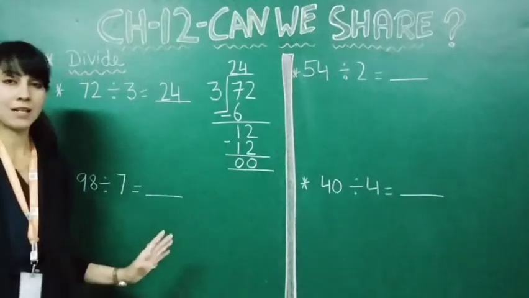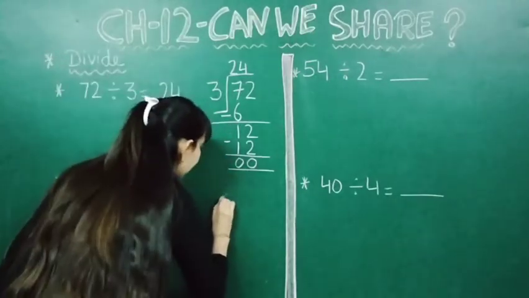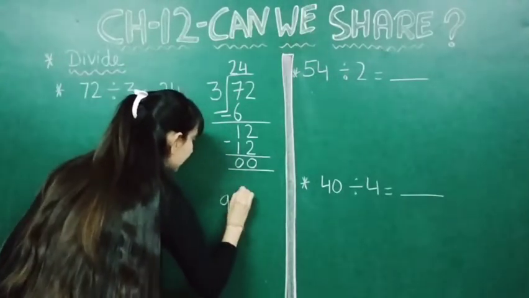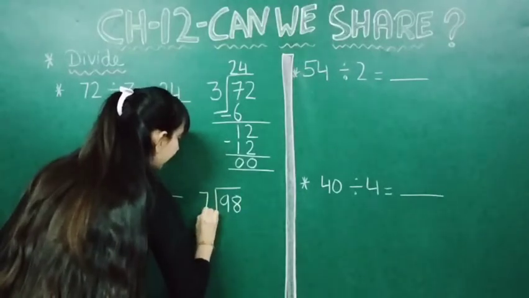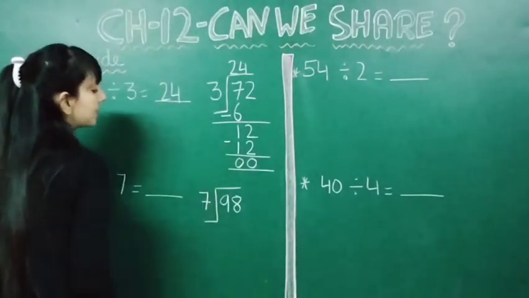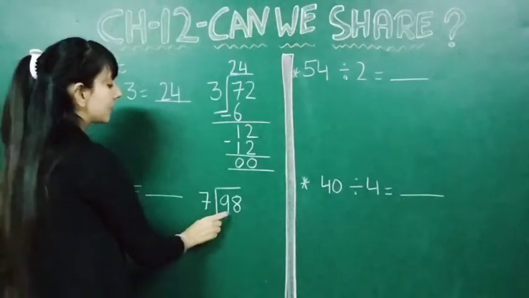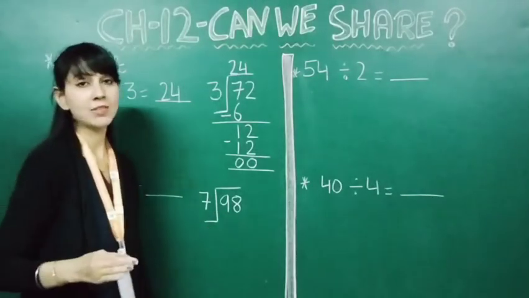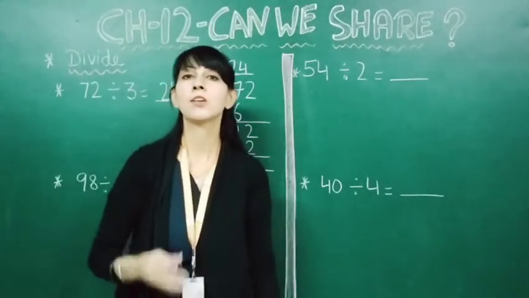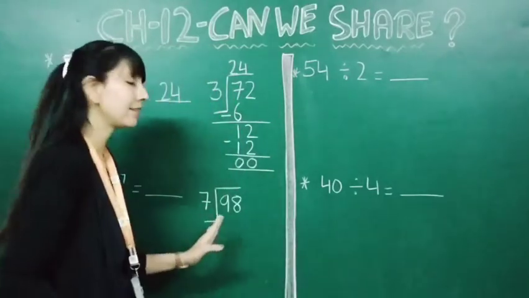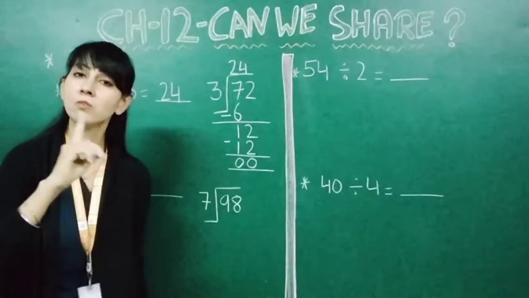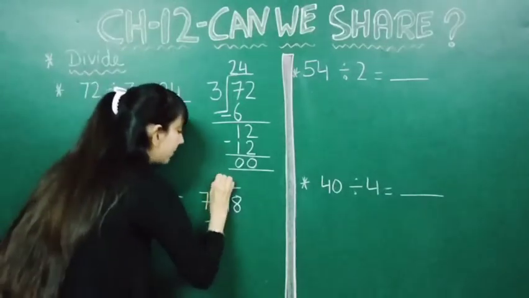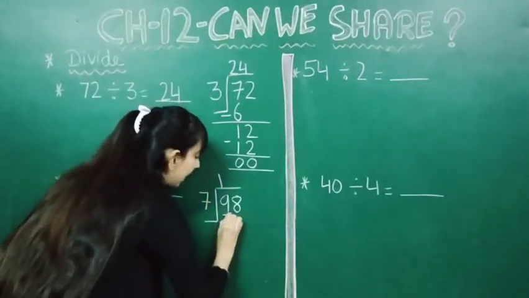98 divided by 7. Okay. Now let's see. 98 divided by 7. Now we will see that number that comes in tens place, that you can see this 9. Now 7 ones are 7, then 7 2s are 14. Now 14 is greater than 9. So we will take 7 ones are 7. So here I will write 1 and here I will write 7.